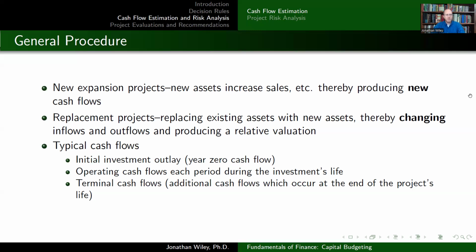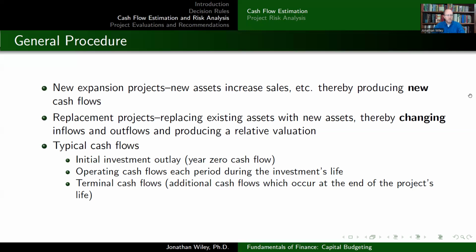So when we're looking at a replacement project, it's all about what are the existing cash flows that are happening on an annual basis, and what are they going to change to with that new equipment that I'm going to use to replace that old asset with. So it's really a relative valuation. We're looking at, relatively speaking, what happens to the cash flows when I replace this old piece of equipment with a new one.